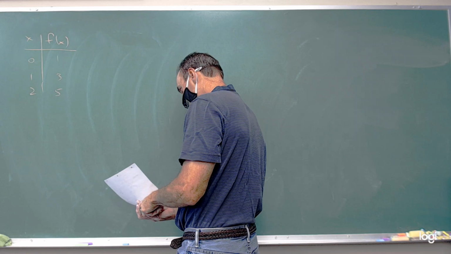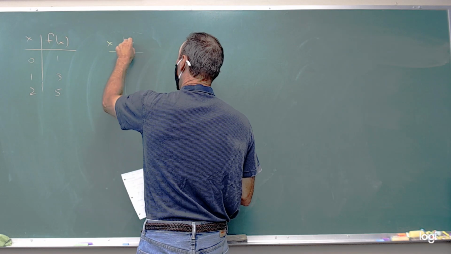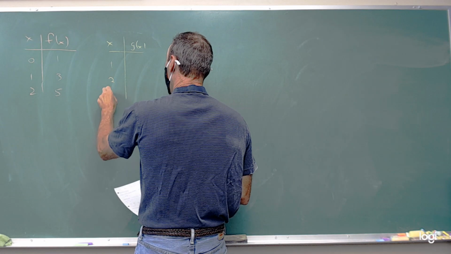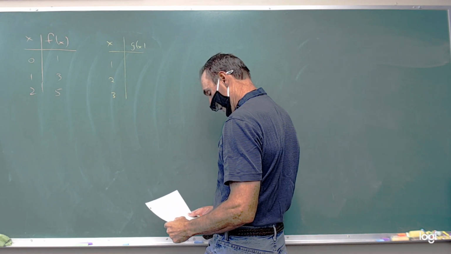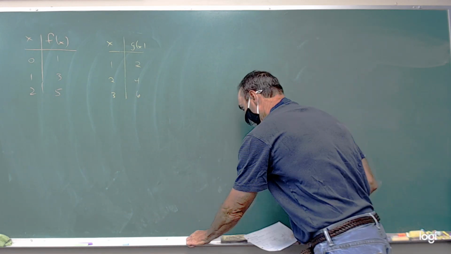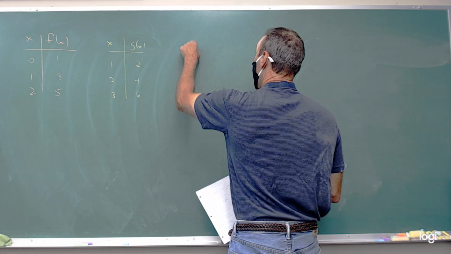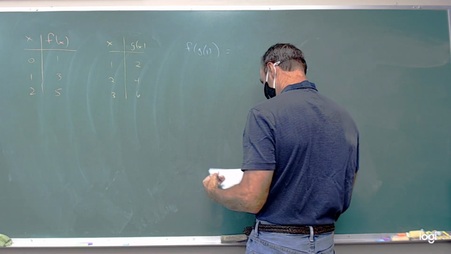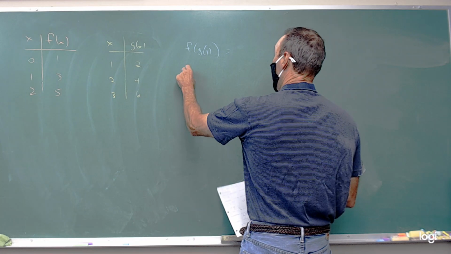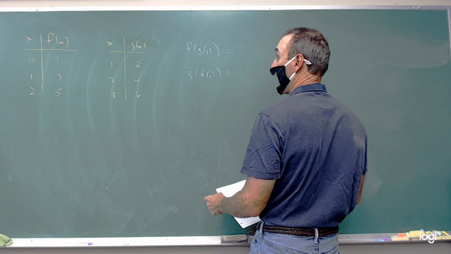And I'm going to switch to g. And g is going to get, for x values, 1, 2, 3, and its y values are going to be 2, 4, 6. And so we'll see, using those as our f and g, can we find f of g of 1? Can we do g of f of 1? And can we do f of f of 0?